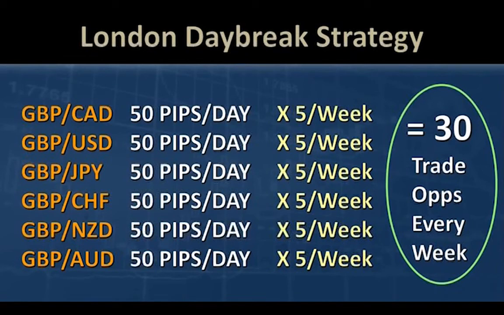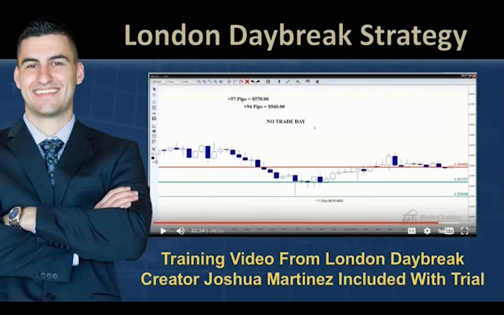And if you take 30 times 50, what is that? 1,500 pips in a week's time. Okay, so it is a very good, very, very simple strategy. We teach you how to do this. This is called the London Daybreak Strategy. We're going to give you this free of charge.